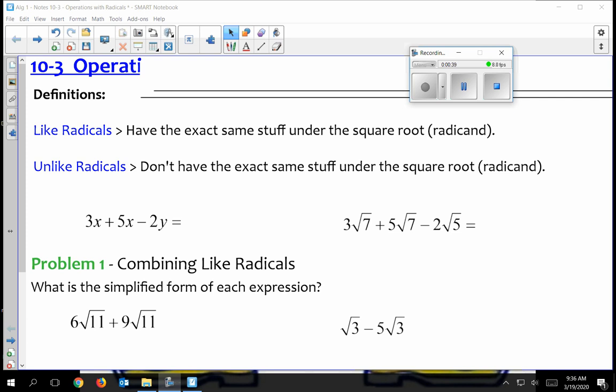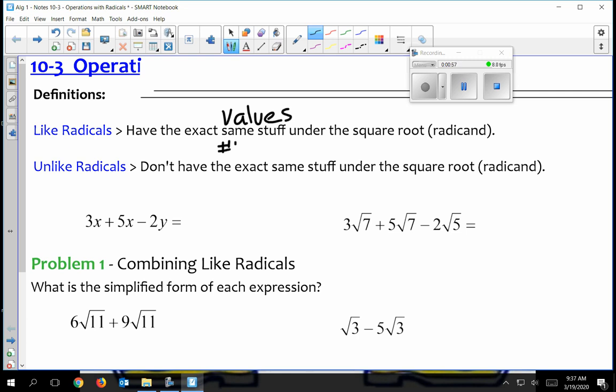There's a couple definitions up here at the top. Like radicals have the exact same stuff under the square root. Now, same stuff means values. So I don't know the scientific term for same stuff, but it's going to be values, and they could be numbers and variables. So they would have like the square root of 7 and the square root of 7 underneath the radical, and I'm adding or subtracting them. Also I can multiply them. We'll talk about those too. Unlike radicals don't have the same exact stuff under the radical, so the values will be different, the variables might be different, stuff like that.